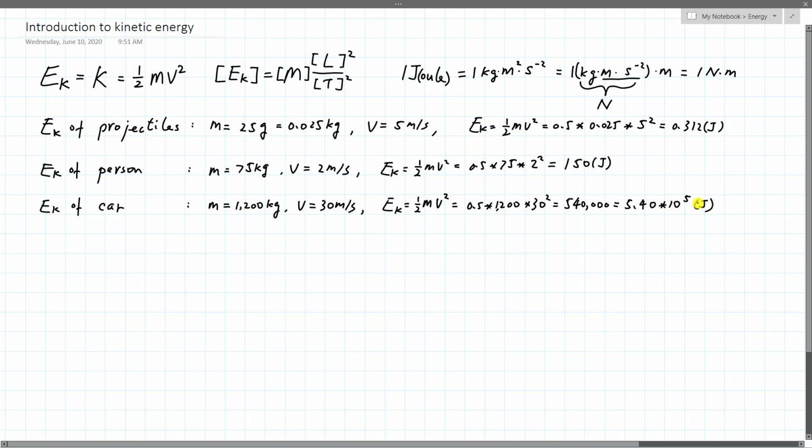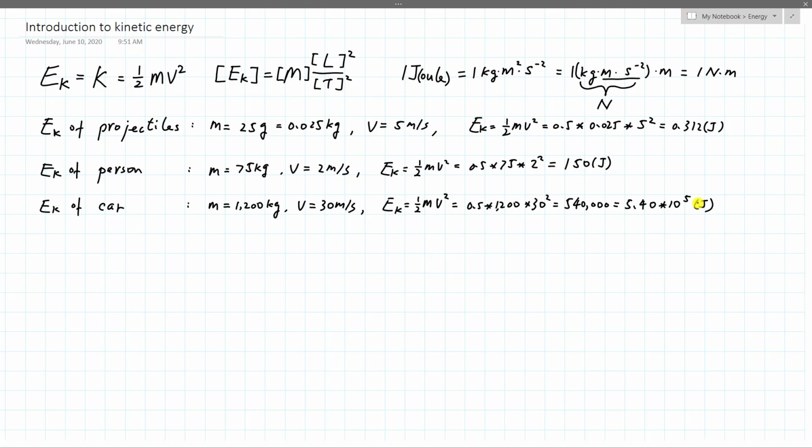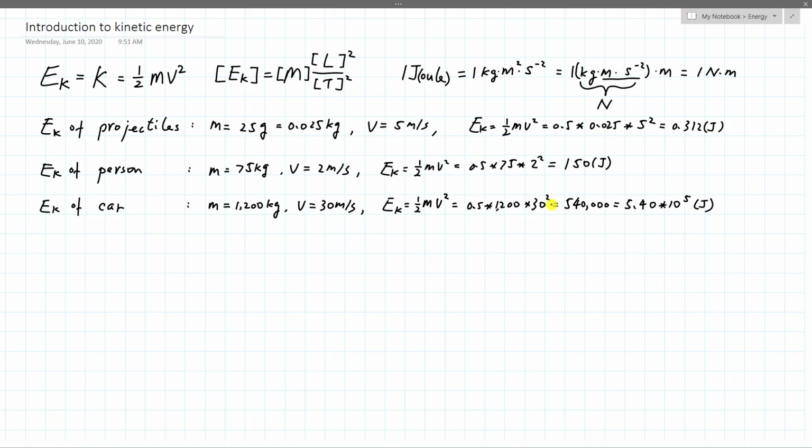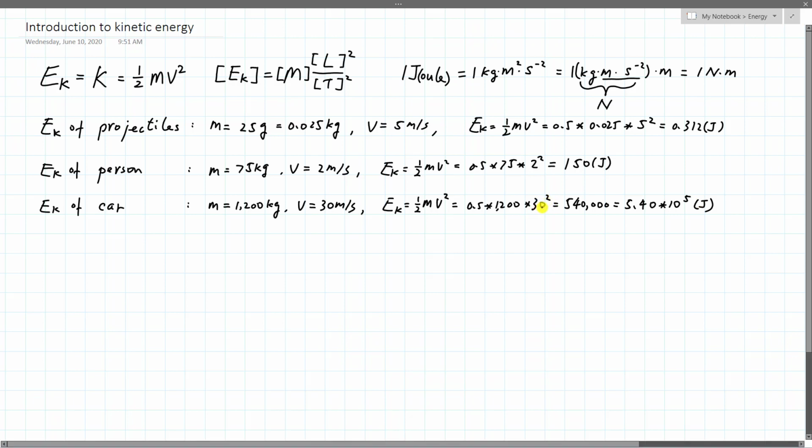So this gives you an idea that a car moving at highway speed will have about 500,000 joules, hundreds of thousands of joules. And if you're just driving a car on a local road, the speed is about half that, and then your kinetic energy is about a quarter of that, because of the square of the speed. If you're half of the 30, then you're a quarter of the 30 squared, so you'll still have roughly 100,000 joules. So this gives you an idea of energy.